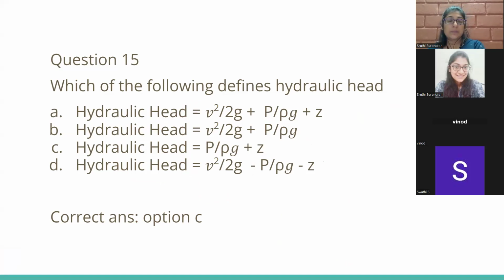The energy per unit weight of water in terms of groundwater flow is also called the hydraulic head, which is given by the sum of the pressure energy and the elevation energy. So the answer to this question would be option C.